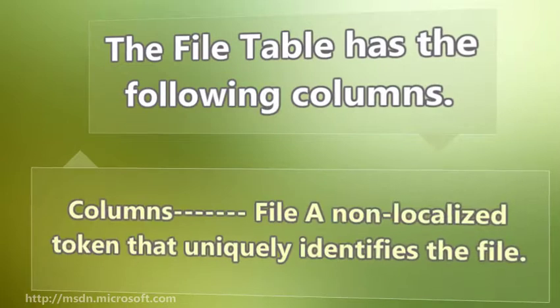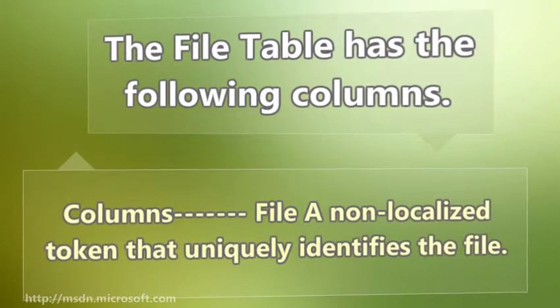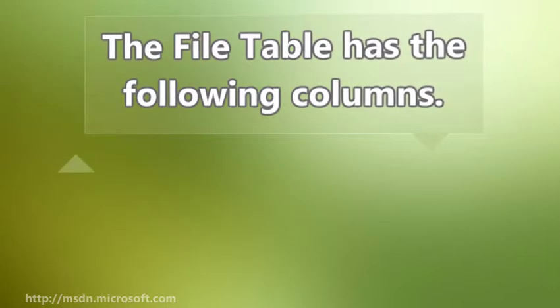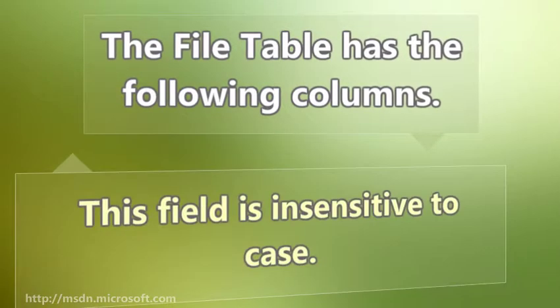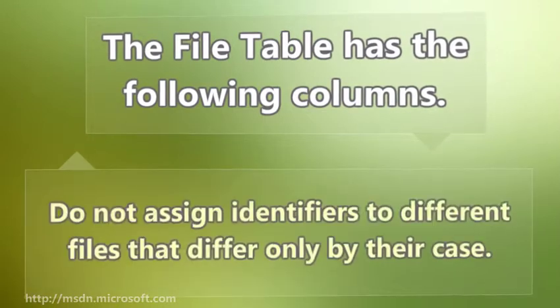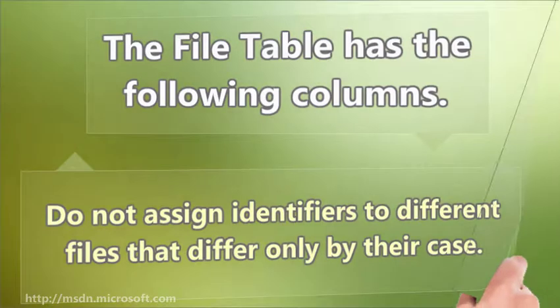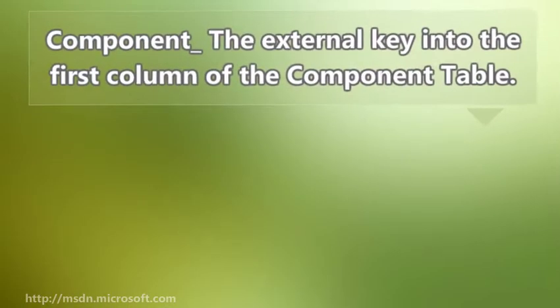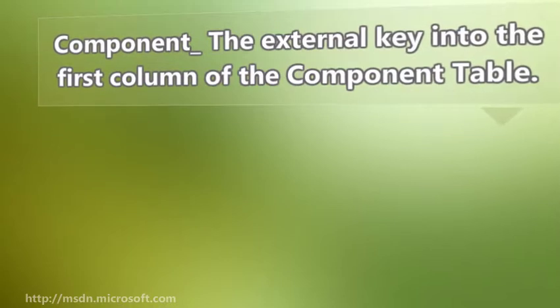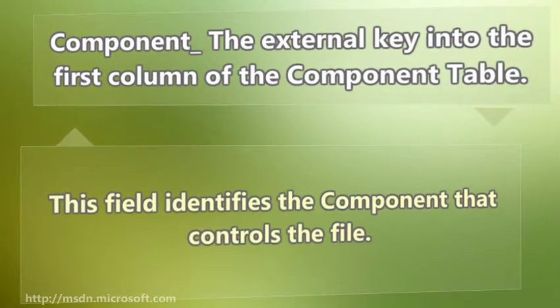Columns. File: a non-localized token that uniquely identifies the file. This field is insensitive to case. Do not assign identifiers to different files that differ only by their case. Component_: the external key into the first column of the Component table. This field identifies the component that controls the file.